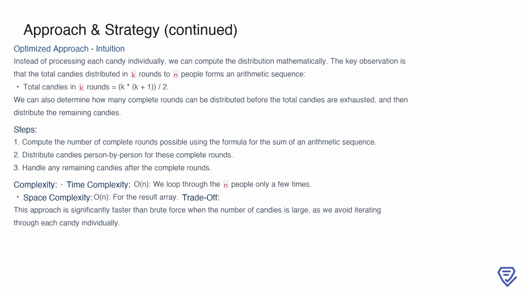An optimized approach provides a more efficient solution by taking advantage of the mathematical properties of the problem. The key insight here is that the total number of candies distributed in k rounds forms an arithmetic sequence.